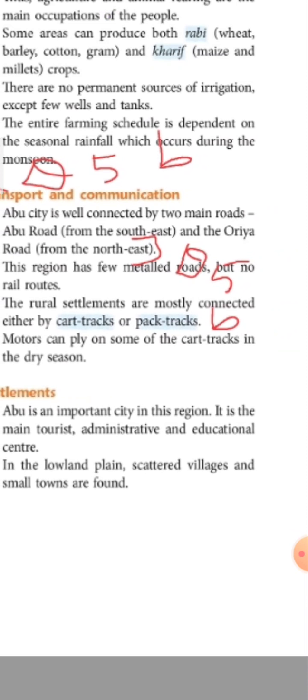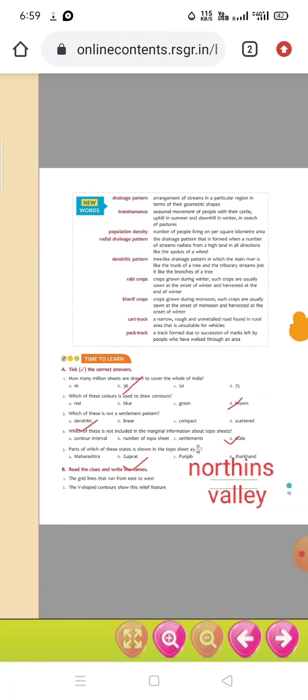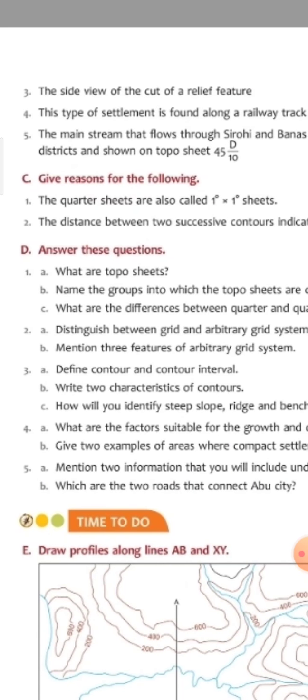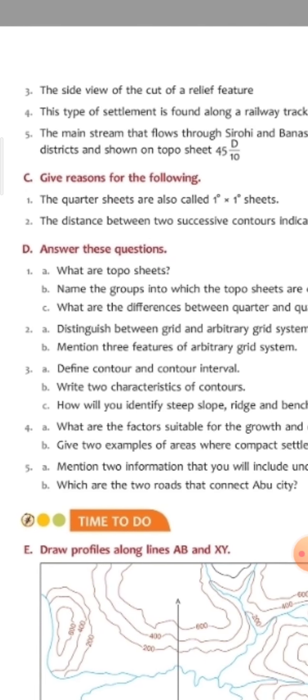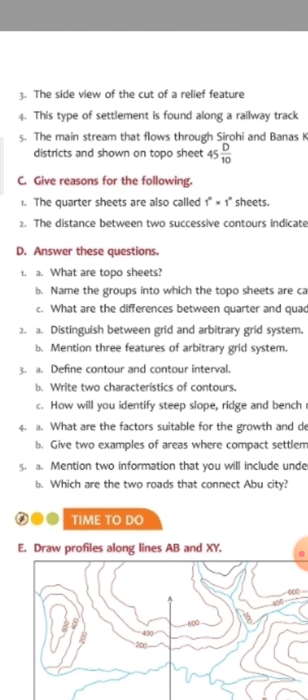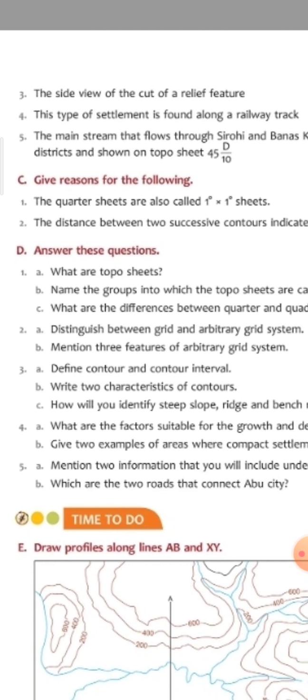Okay, dear children, in this we have seen the questions and answers, the give reasons and answer these questions, C and D parts. So you should follow these things.